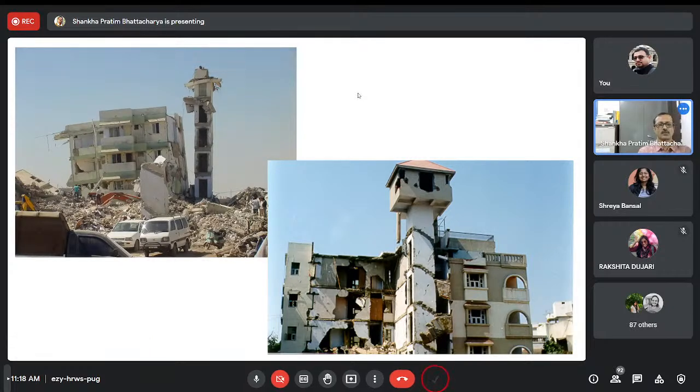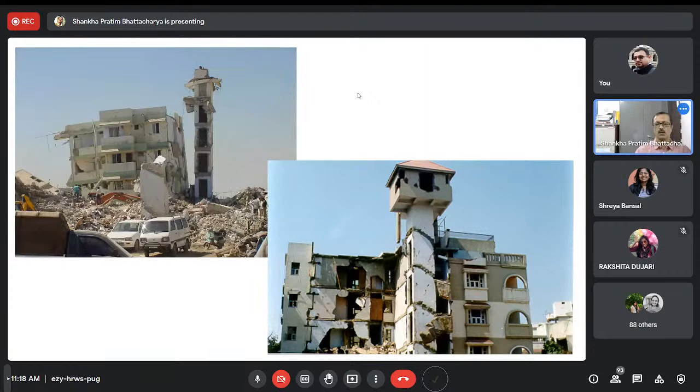I told you from the very beginning today, you have to have a very good bonding between all the members. Then only they can participate well. You see the photograph below. Again, the front part of the building is gone.